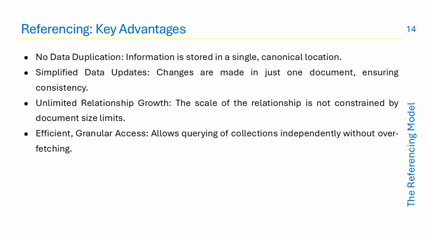Furthermore, this model places no limits on the scale of a relationship. A publisher can be associated with 10 books or 10 million. Because each book is its own small, separate document, we will never run into the 16 megabyte size limit, no matter how large the relationship grows. Finally, this separation allows for more efficient and granular access patterns. If our application needs to display a list of all publisher names, it can run a very fast query on the compact publishers collection without being forced to load any of the potentially huge and irrelevant book data. This completely avoids the overfetching problem.